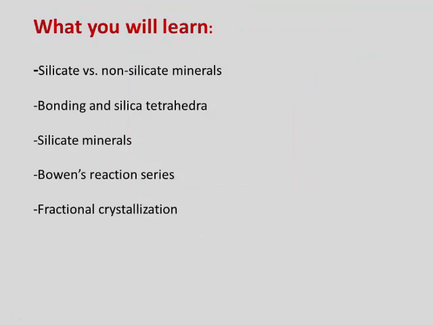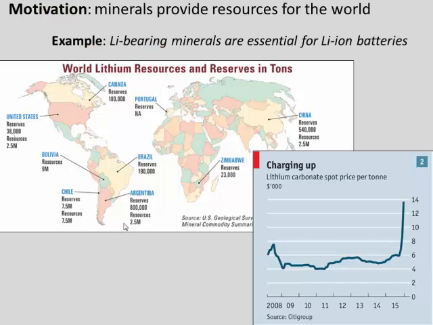So what will we learn in this video? We'll first learn about silicate versus non-silicate minerals. Then we'll talk about chemical bonding and the silica tetrahedra. We'll talk about silicate minerals, which are the most common minerals on Earth. Then we'll look at Bowen's reaction series, which predicts which of these minerals should occur in a given igneous rock. And then we'll look at fractional crystallization and talk about how that can give us different igneous rock types from the same melt.